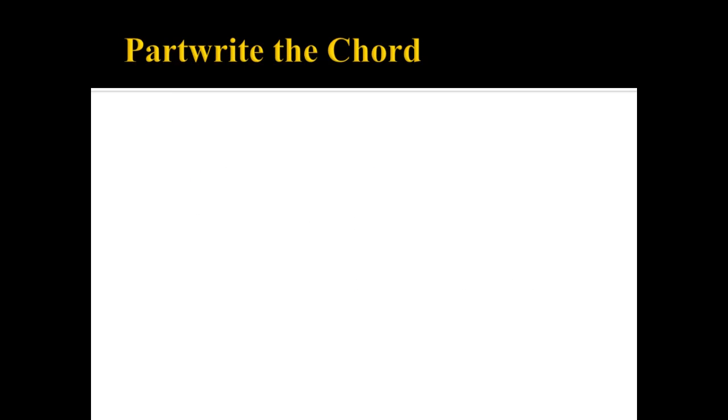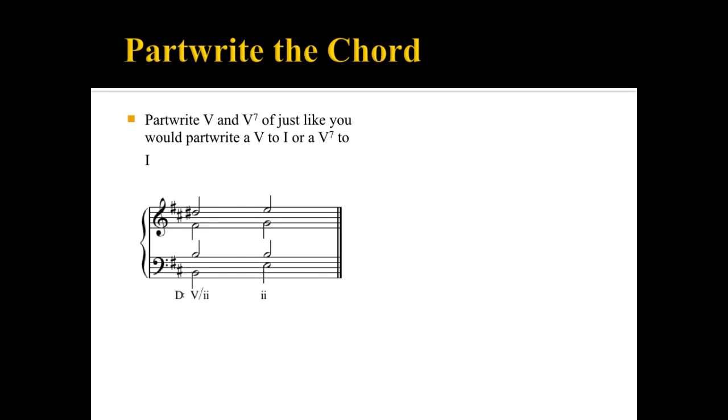Now part-write the chord. Part writing is the same as it would be in a regular key. Part-write the V or V7 just like you would part-write a V to I or a V7 to I. In this case, we use the temporary tonic as the resolution. So V of 2 goes to 2, and this is how it sounds.